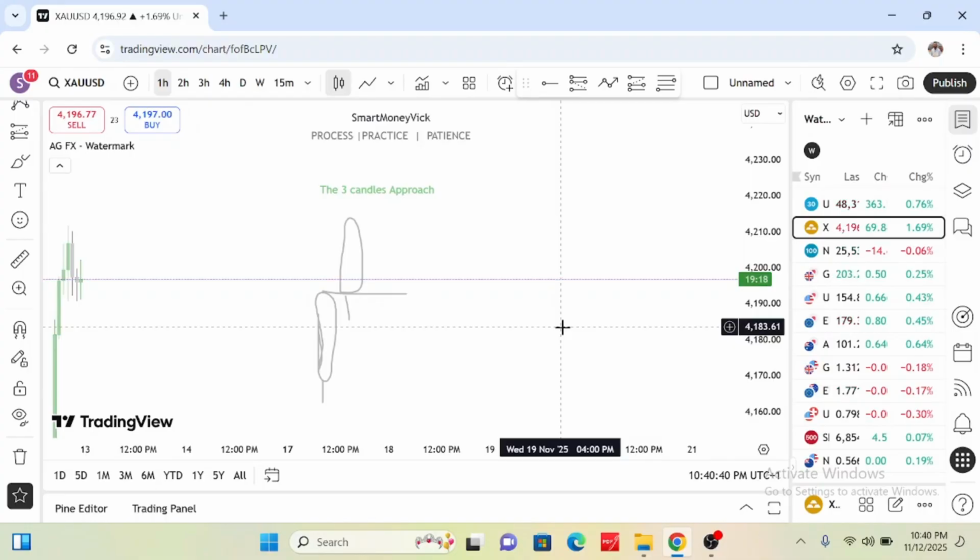All right, guys, let's talk about the final approach to finding a bias. But before then, I want to believe that you've gained value so far.